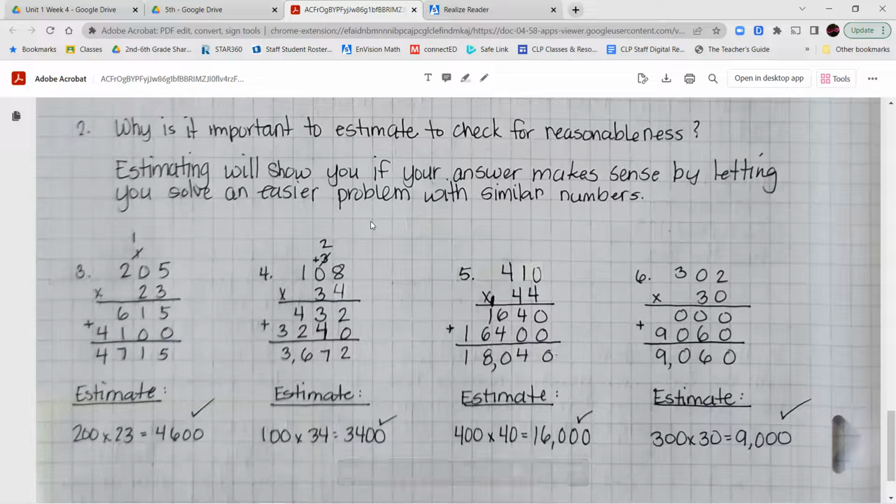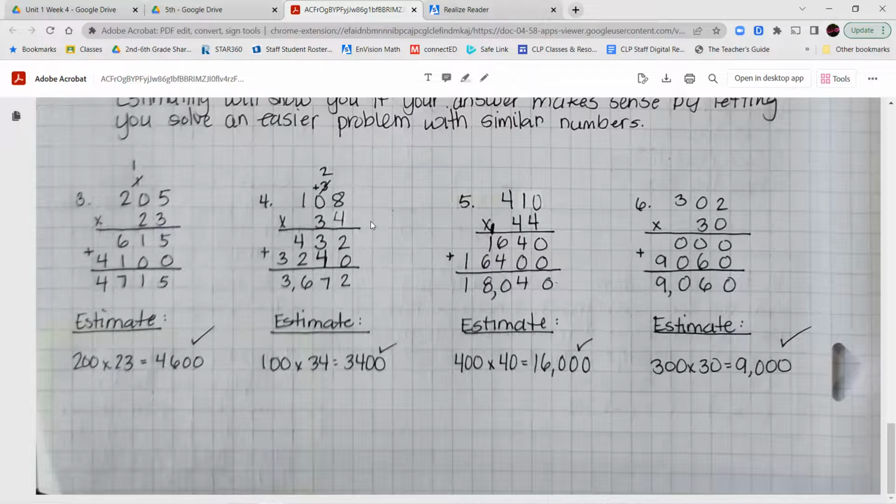For number 2, why is it important to estimate to check for reasonableness? Well, by estimating, you can see right away if your answer makes sense by solving an easier problem that's close to your original numbers. For numbers 3 through 6, they asked us to solve and to find an estimate to check for reasonableness. This is going to be the same direction that you have during your lesson. So make sure you're doing both. That's the only way you're going to get full points for this assignment.